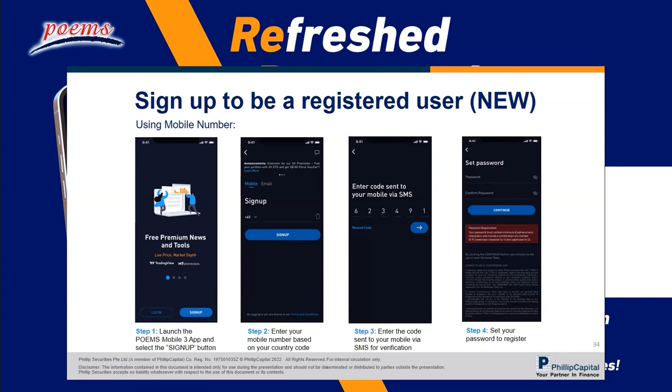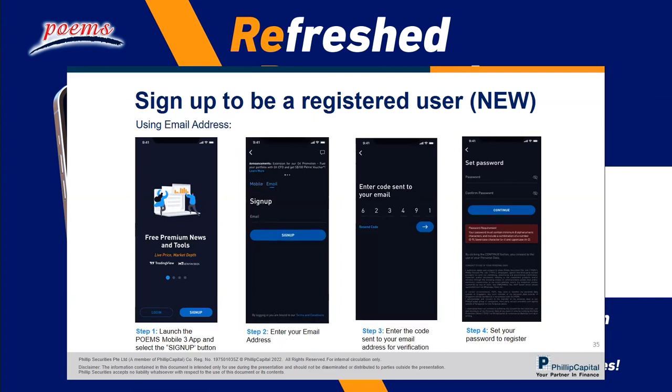First of all, you need to launch the Points Mobile 3 app and select the sign up button, and then enter your mobile code based on your country code. Enter the code sent to your mobile via SMS for verification. Then you set your password to register. If you sign up by email address, you can also launch the mobile app, click on the sign up button, enter your email address, and then enter the code sent to your email for verification. Then you set a password to register, which is quite a simple process.